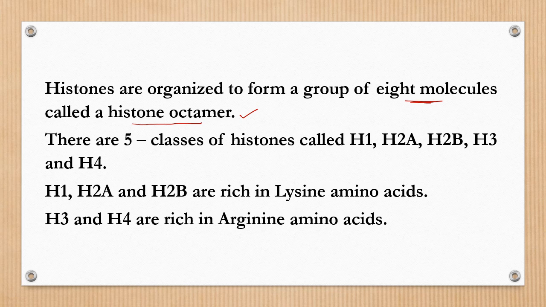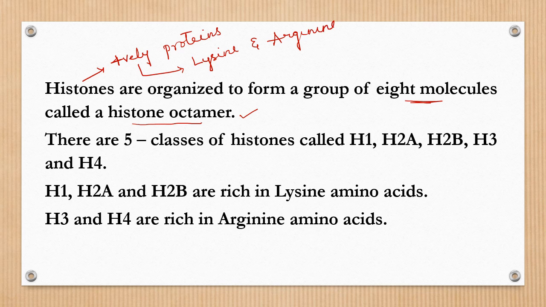In the previous slide we already discussed histones. Histones are positively charged proteins, and that positive charge is due to the presence of lysine and arginine amino acids. So now these 8 molecules of histones are organized to form the histone octamer.